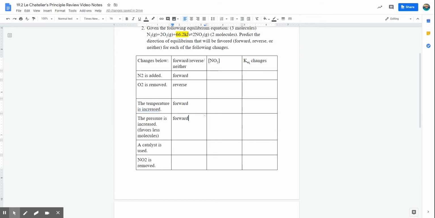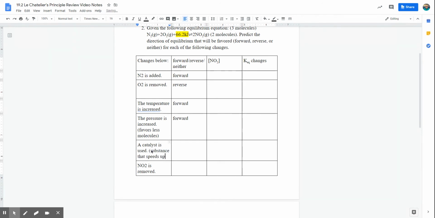reaction. And moving on, we have a catalyst. So if you remember, by definition, a catalyst is a substance that speeds up a reaction. So in this case, since it's going to speed it up, it will favor the forward. Just one note, the catalyst is not used up, so it's different than a reactant. A reactant is used up and there's less of it as the reaction goes forward and vice versa.